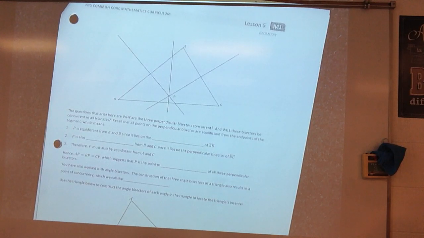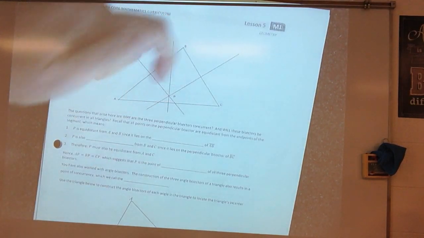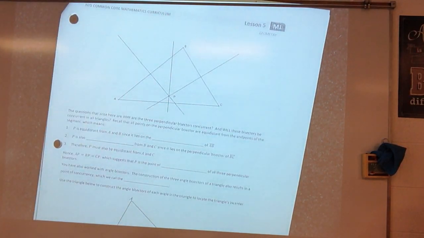The questions that arise here are, why are the 3 perpendicular bisectors concurrent? And will these bisectors be concurrent in all triangles? Recall that all points on a perpendicular bisector are equidistant from the endpoints of the segment, which means, looking at this figure, P is equidistant from A and B since it lies on the blank of AB.